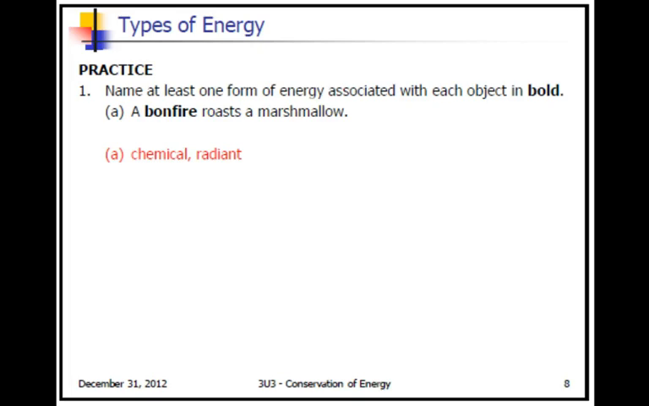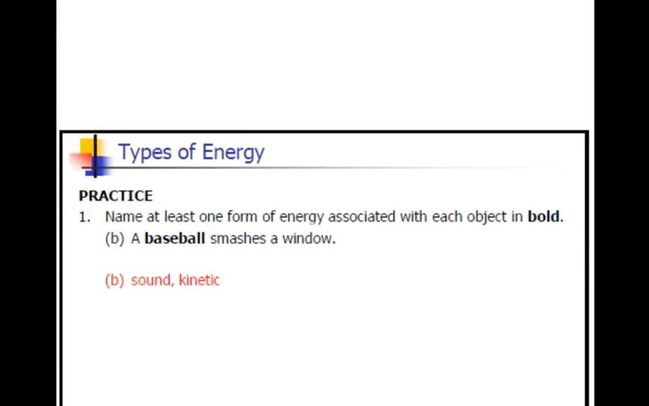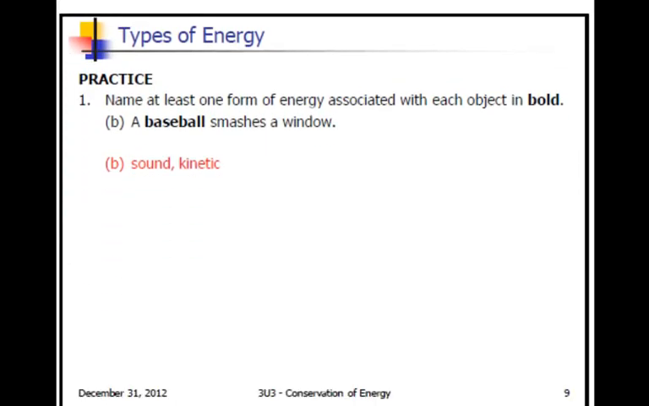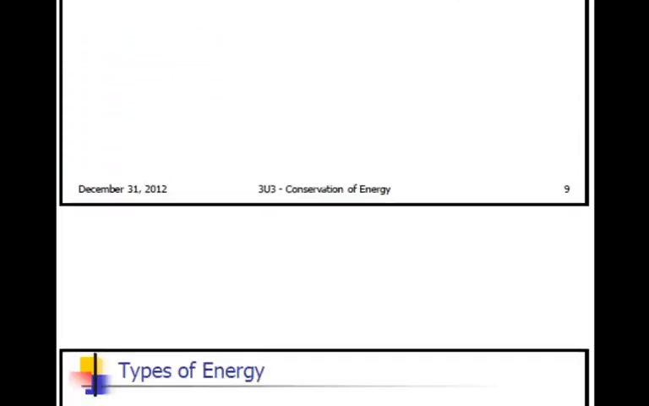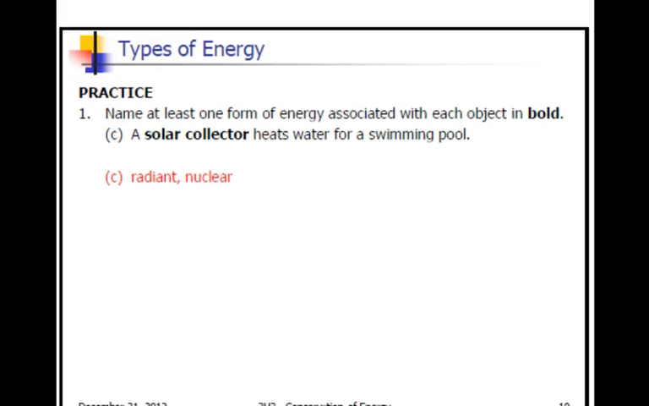This is a question that says name at least one type of energy associated with each of these objects, and I'll let you just go through this. Maybe try to answer these before you look at the answers, but the first one here says a bonfire roasts a marshmallow, so we have both chemical and radiant energy in that case. The others, you can read these on your own, and we won't spend too much time on them.